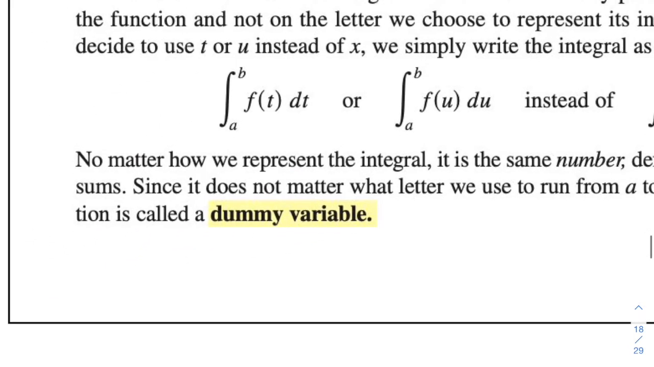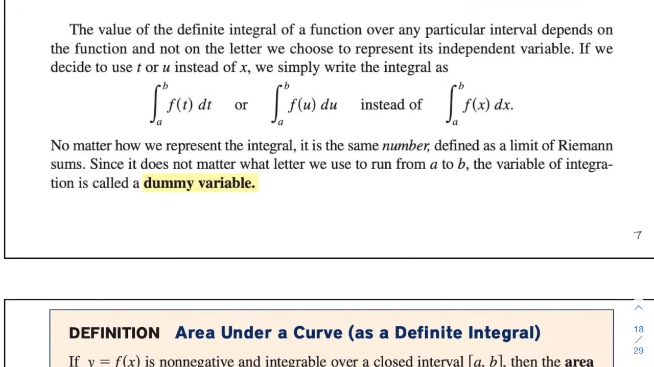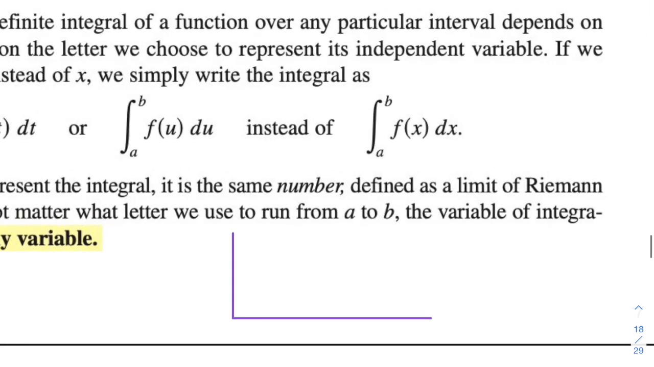So no matter how we represent the integral, it is the same number defined as a limit of the Riemann sums. Since it does not matter what letter we use to run from a to b, the variable of integration is called the dummy variable, okay? So if we have an xy coordinate plane, and we have, for instance, a is 3.